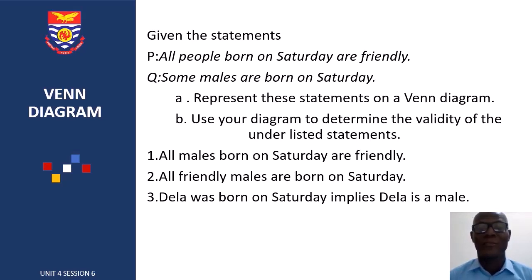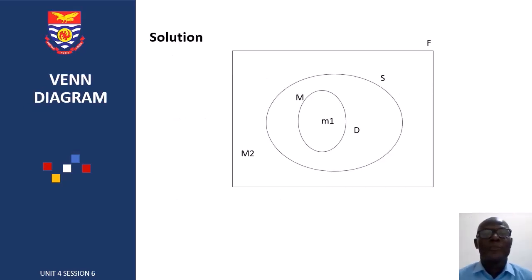Solution. The information is illustrated on the Venn diagram as follows. The rectangle is labeled F, that is friendly people. Within the rectangle, we have the circle or the oval S, that is those born on Saturday. Within the oval S, we have another oval labeled M, that is the males that are born on Saturday.